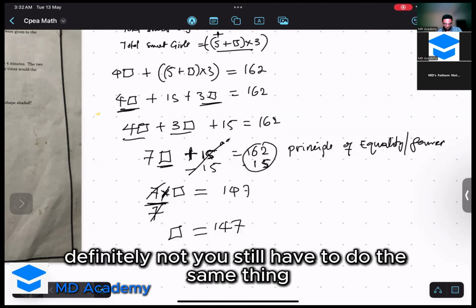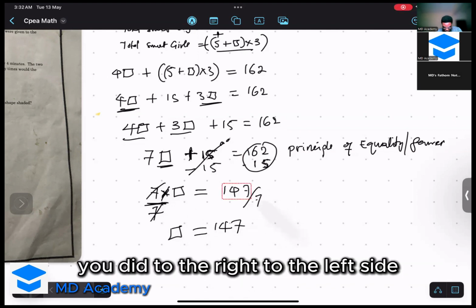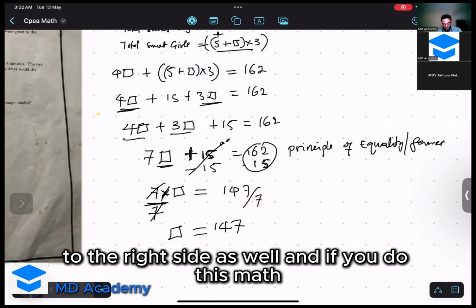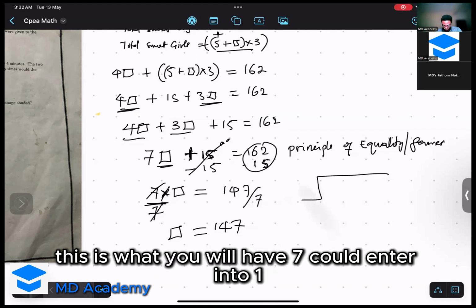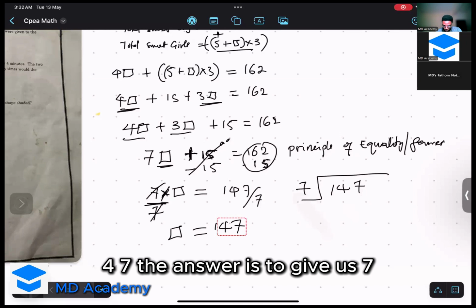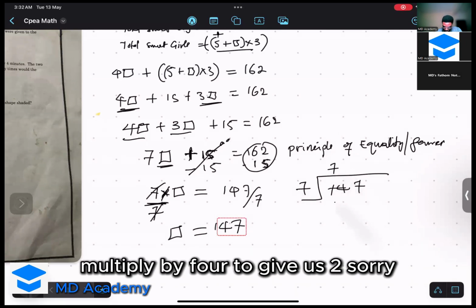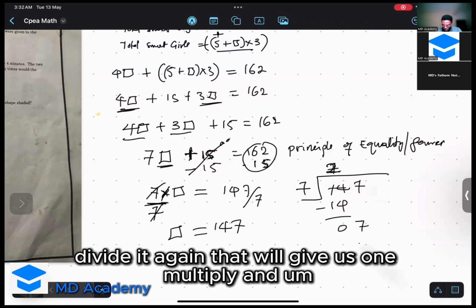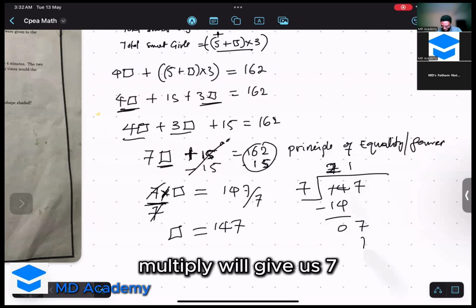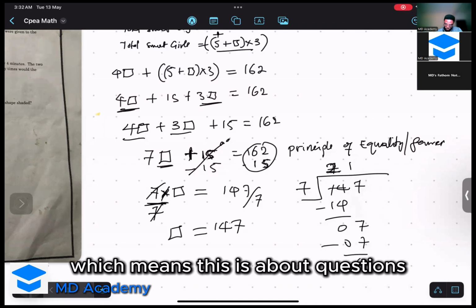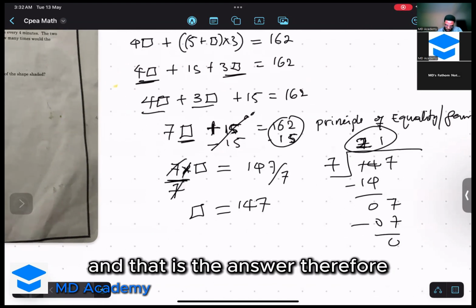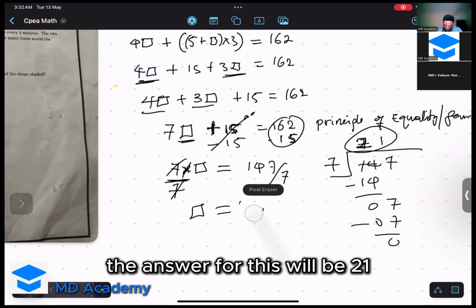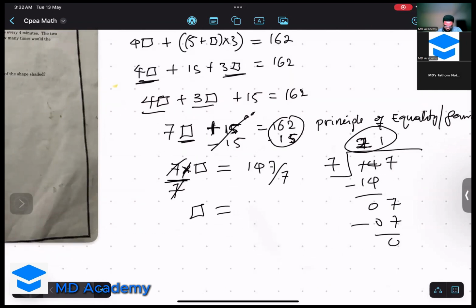Would that be the answer? Definitely not. You still have to do the same thing you did to the left side to the right side as well. And if you do this math, this is what you will have. 7 would enter into 147. We cancel this to give us 7, and multiply to give us 7. Subtract that will give us 0. Bring down 7. Divide again. That will give us 1. Multiply, and multiply will give us 7. Then subtract that will give us 0, which means this is our quotient, and that is the answer. Therefore, the answer for this will be 21.